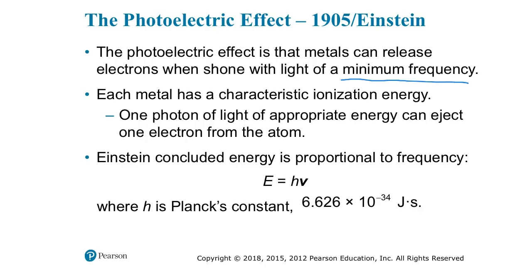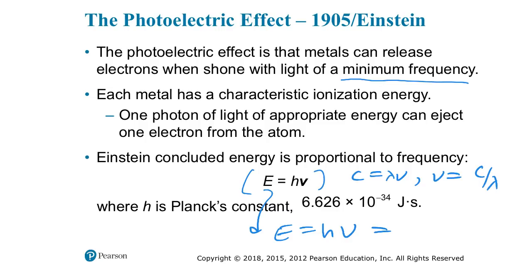Einstein concluded that energy is proportional to frequency. There's a relationship between the frequency of light, nu, Planck's constant, h, and the energy of the photon of light. Since c is equal to lambda nu, and nu is equal to c over lambda, you can rewrite the energy as equal to h nu, and also equal to hc over lambda.